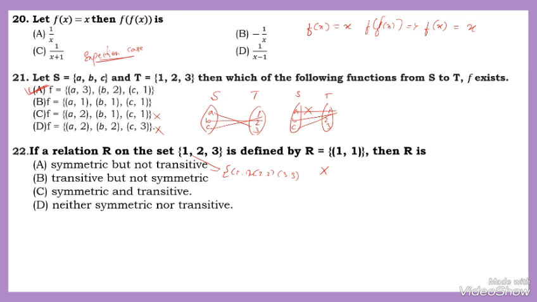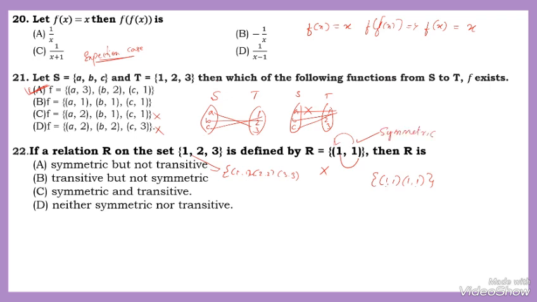Again, for the symmetric condition: 1 is related to 1, and again 1 is related to 1 only. Similar pairs of elements are not written two times. We already know from the properties of a set that repeated elements are written only once within the curly brackets. By that property, the symmetric property holds.